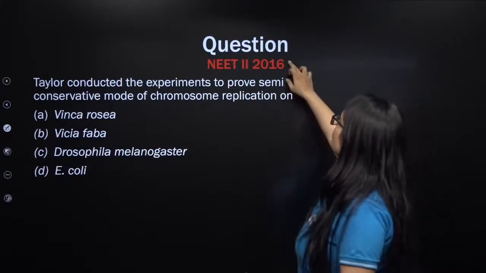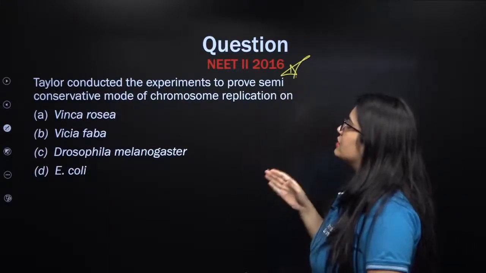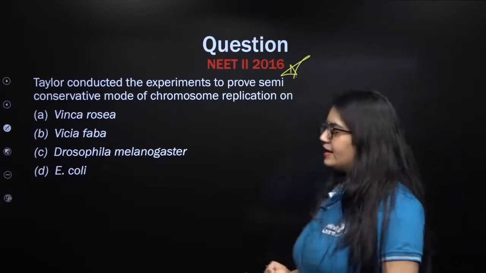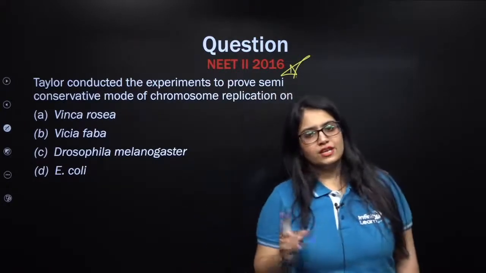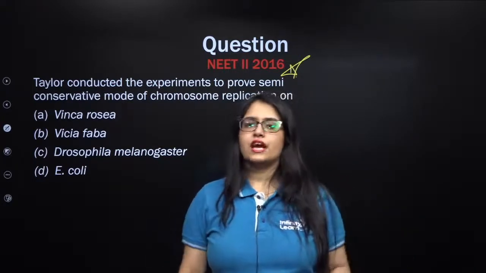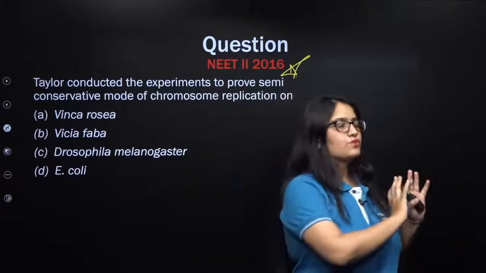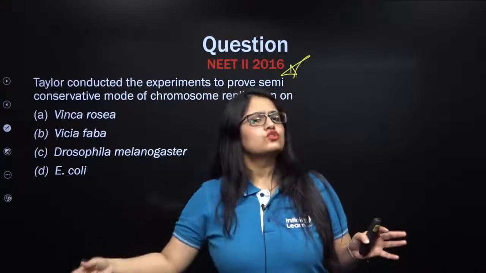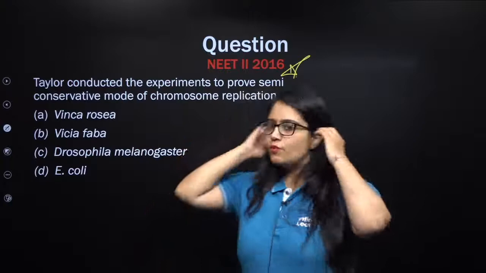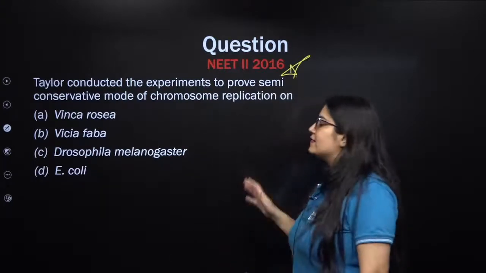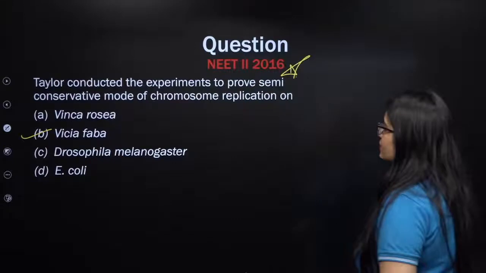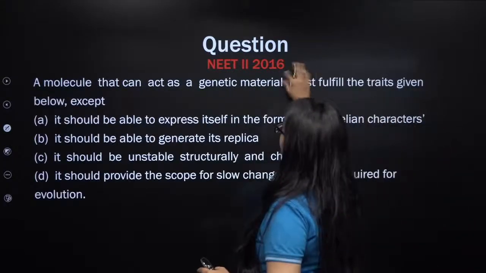This was asked in NEET phase 2, 2016. Taylor conducted the experiments to prove semi-conservative mode of chromosome replication on? Any guesses over this? Semi-conservative mode of DNA replication was, for the first time, proved over E. coli, but later on that even DNA present in chromosomes also replicates semi-conservatively was proved by Taylor and his colleagues, and they did an experiment on Vicia faba, which is faba beans in common. Excellent.